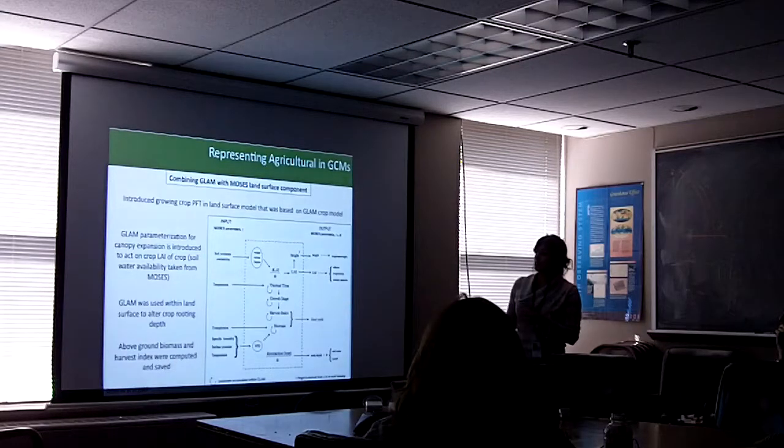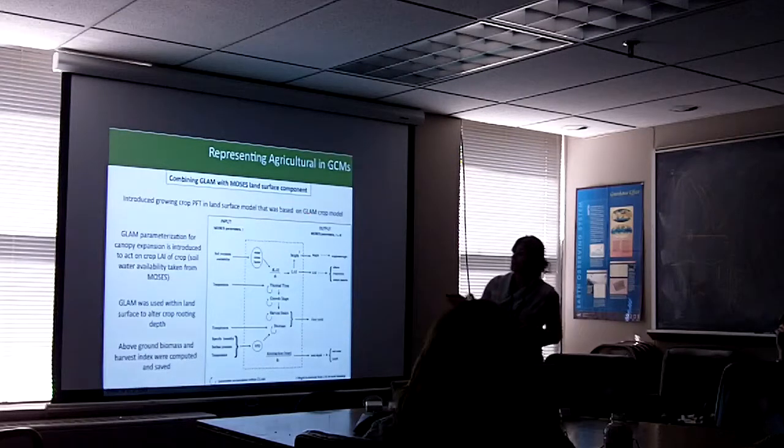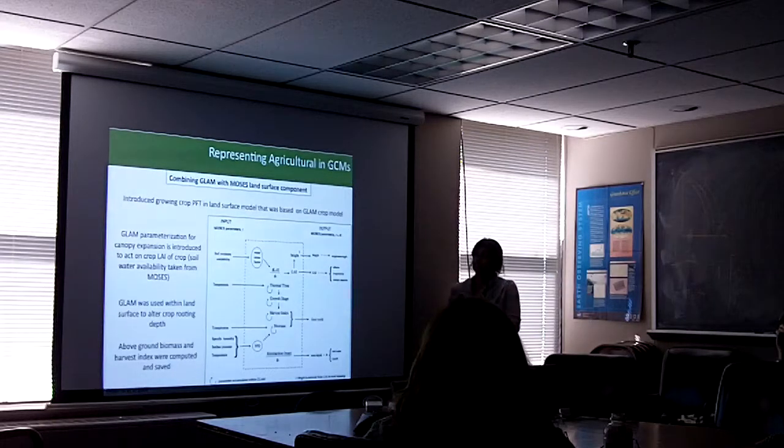I'm not sure that we're really going to be doing this for GISS, but GLAM has actually been implanted into MOSES, which is the land surface component of the Hadley model, right? And in order to do this, they introduced a plant functional type, a crop plant functional type, that was based upon the GLAM model. So it's basically taking all the attributes of what this crop is and its interactions with the soil, its interactions with the atmosphere, its major attributes, and they're using the GLAM crop model to get that information.